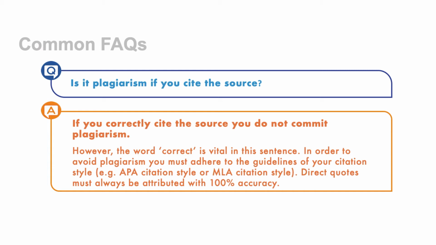And direct quotes from previously published work must always be given 100% accurately. So even if I write something in one of my papers and there's a spelling mistake, if you want to use that quote in your subsequent publication, you have to do so with 100% accuracy.